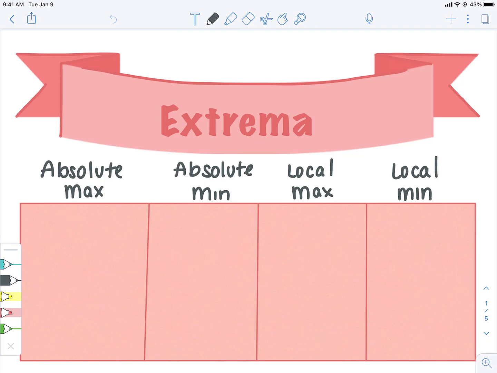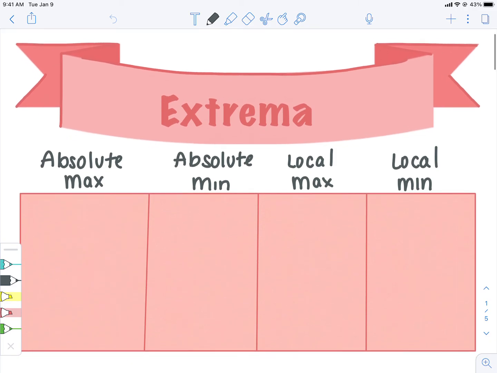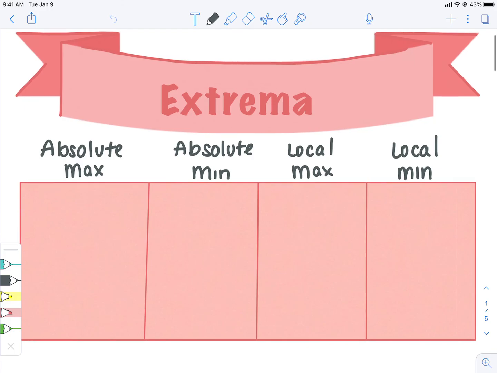We are talking about the extrema on a graph. Have you ever heard that word before? Probably not. If you type it in your computer, it's going to say it's not a word. It's a math term that just means multiple extreme values.